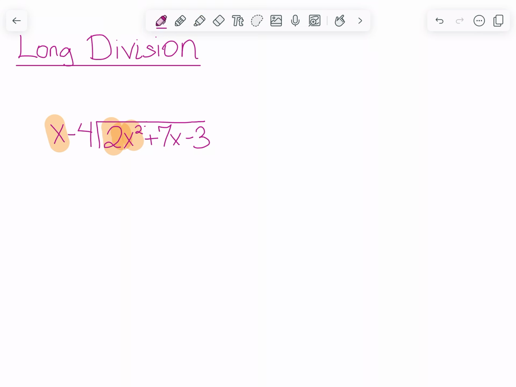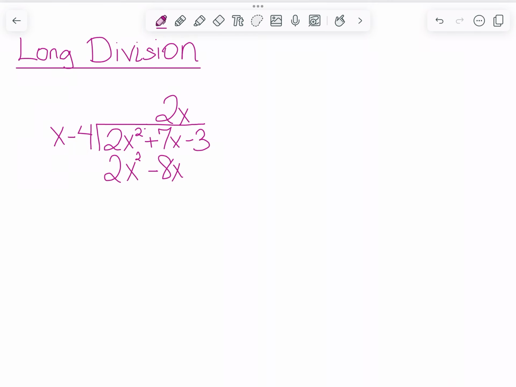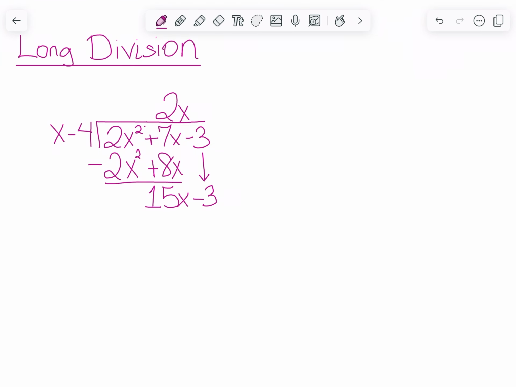2x squared divided by x would be 2x. So we put this above the x term. We then multiply 2x times x is 2x squared, and 2x times negative 4 is negative 8x. We now want to subtract this value. So we'll have a minus 2x squared plus 8x. That gives us 15x, and we bring down the next term.